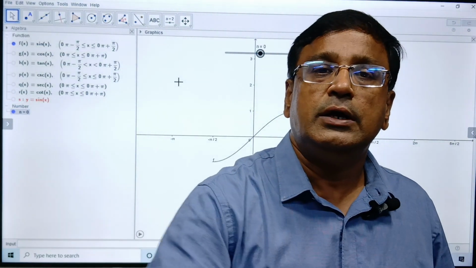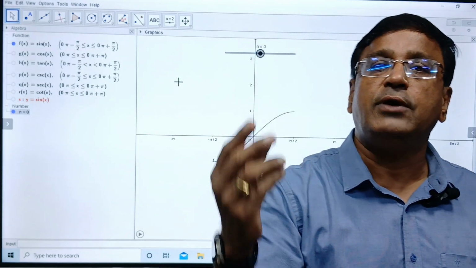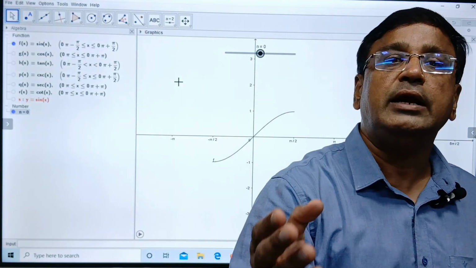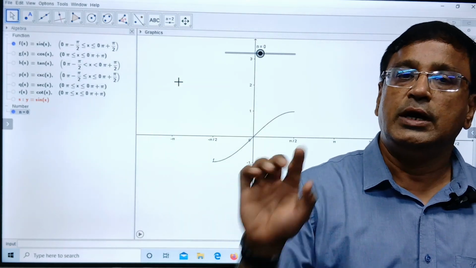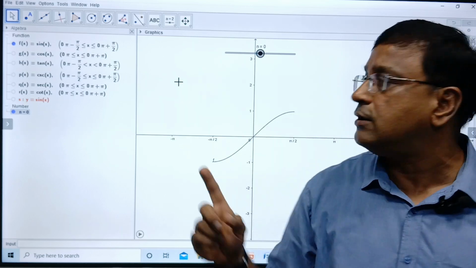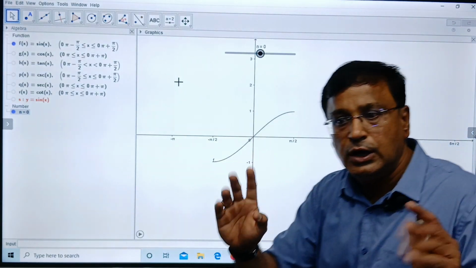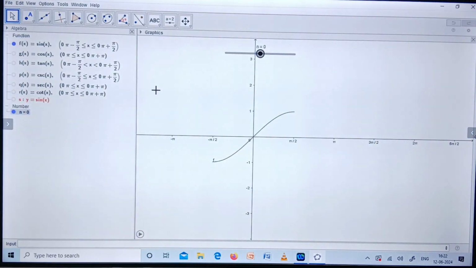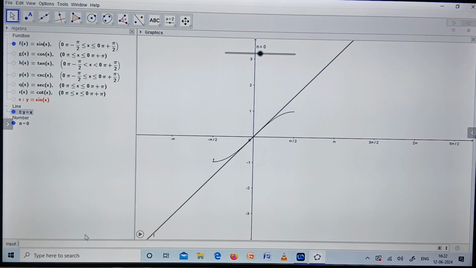Any function, the inverse is determined by reflecting that curve about the line y equal to x. If you take y equal to x and reflect this curve, you get sine inverse. You see how. I'll just show you. I will take y equal to x. See, this is a straight line.